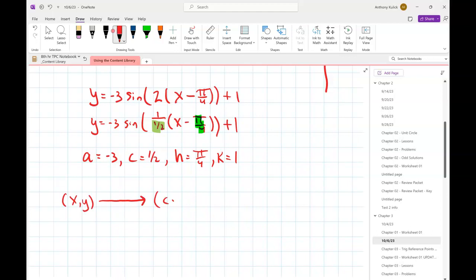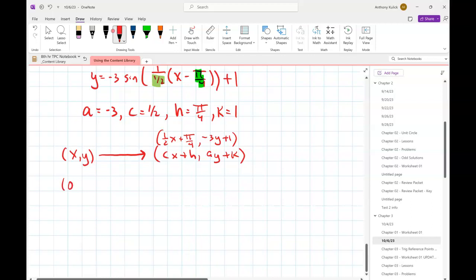So now I'm going to write my transformation map. I'm just going to plug those numbers into my formula. Everybody okay? Yes. Absolutely. So all I did was plug my A, C, H, and K into that formula, right? So far, so good? That was easy, right? Now I'm going to look at my reference points sheet and copy down the 5 reference points for sine.